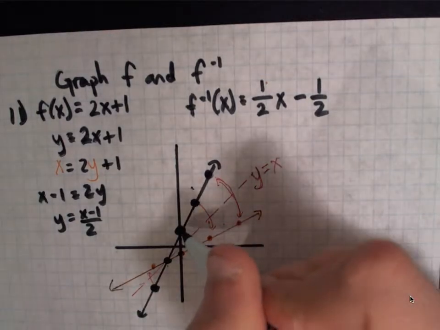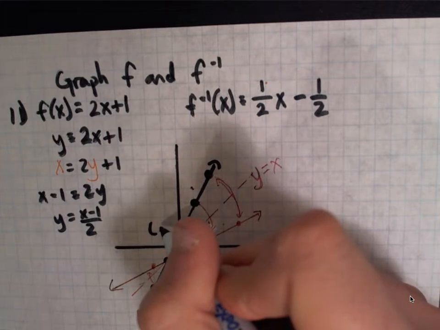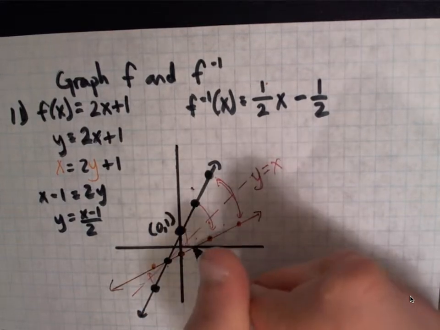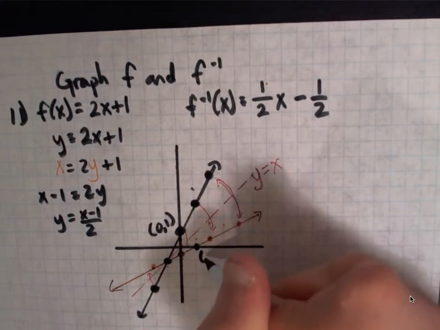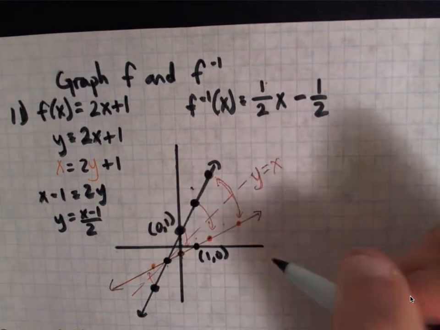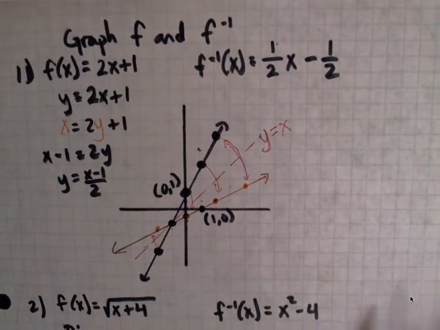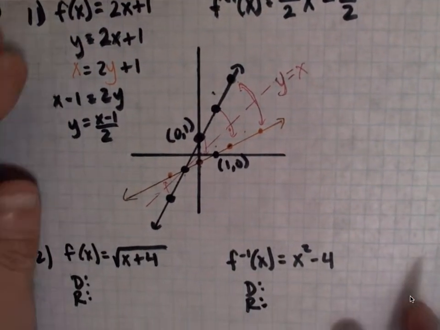And you could test some points and you could see that there's just straight up reflections. So for example, this point right here is 0, 1. It's going to go over here and be reflected to 1, 0. So everything just switches.